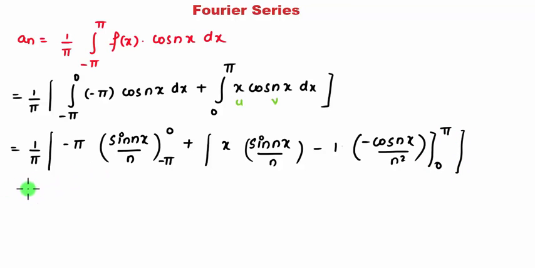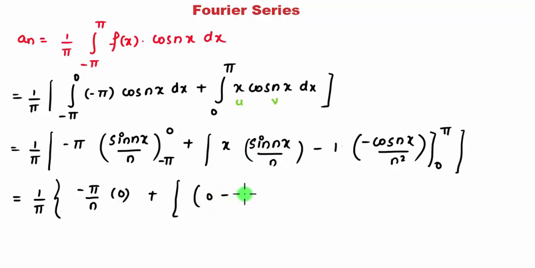So after substituting, I need to substitute the upper limit and lower limit. So here minus pi by n is constant. When you put 0 here, sin 0 is 0, and when we put pi, that is also 0, which comes to be finally 0, plus when you put pi, sin n pi is 0, minus and minus becomes plus, cos n pi becomes minus 1 raised to n divided by n square. That's my upper limit. Putting the lower limit, this becomes 0, minus minus plus, and again cos 0 becomes 1 upon n square.